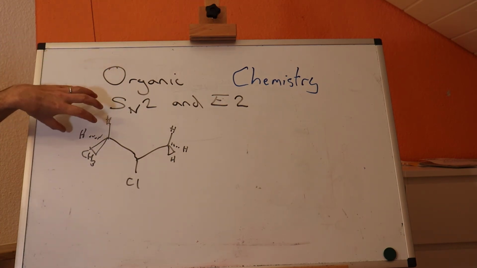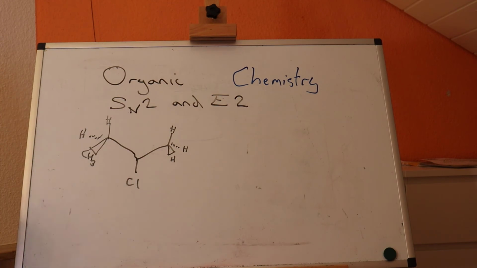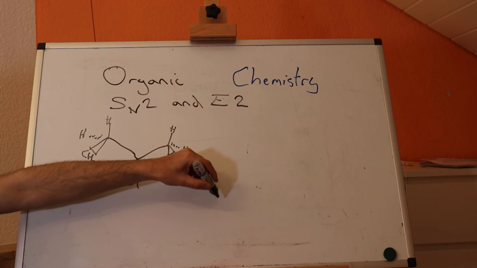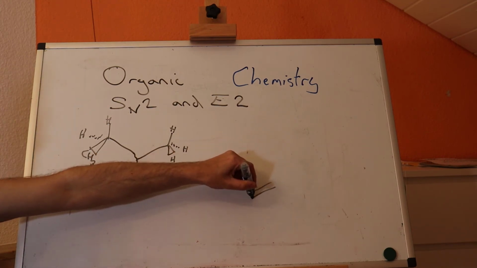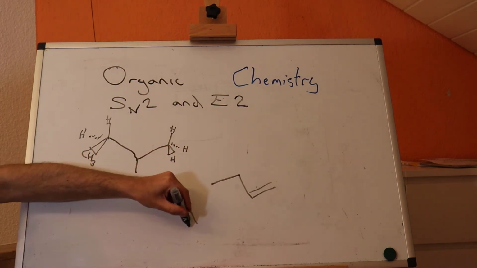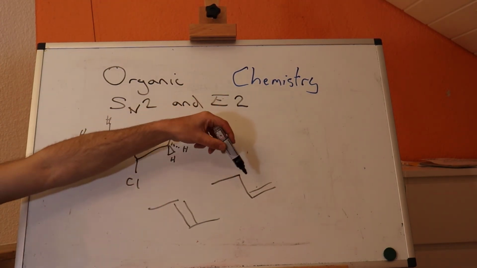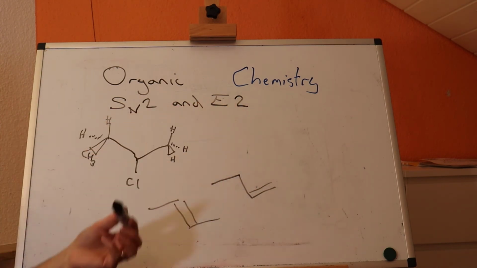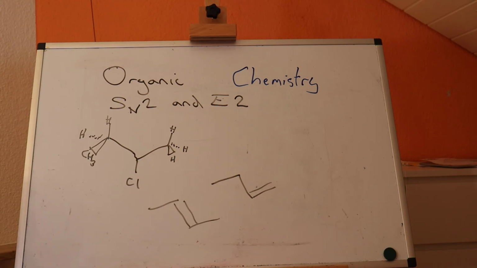But there is a difference between the ones on this carbon and the ones on this carbon, because the two products have different energies. If we look at this product versus this product, we can see one of them is a primary alkene and the other one is a secondary alkene. And what we know, there's a rule called Zaitsev's rule that says the more substituted alkene is lower in energy and so will tend to be formed if the mechanism allows it.